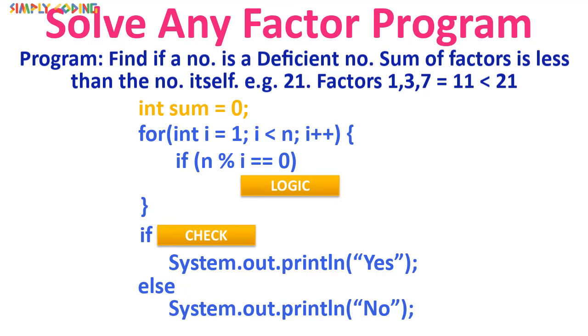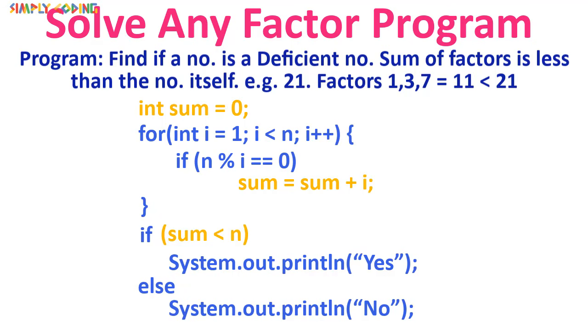Here also, we will run the loop till less than n, as the program is not considering the number itself as a divisor. In logic, we will just add the factor to sum. In the check section, we will just check if sum is less than n for it to be a deficient number. This is our program for deficient number.